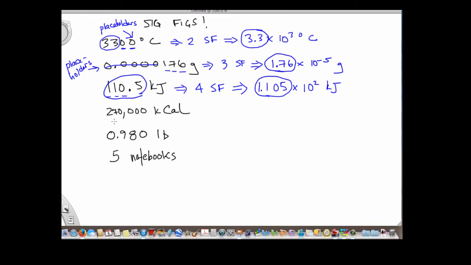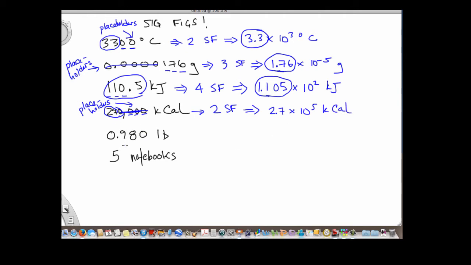In our fourth example, 270,000 kilocalories. Our trailing zeros here, again, are placeholders. They are telling us how big that number is. They're not really necessary, so they are not significant. So we have four trailing zeros here, so we have two significant figures. We can rewrite this number in scientific notation, getting rid of those trailing zeros, as 2.7 times 10 to the fifth kilocalories.